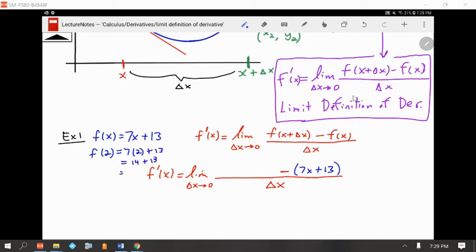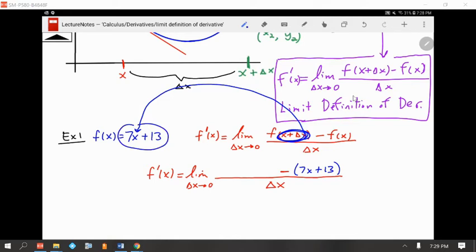I'm running out of space. 27, right? So pretend like x plus delta x is just a pretty little 2. This is like having a 2 right here, x plus delta x. I'm going to insert x plus delta x into my function, just like I put in a 2.